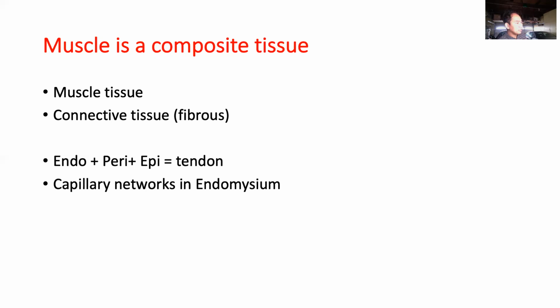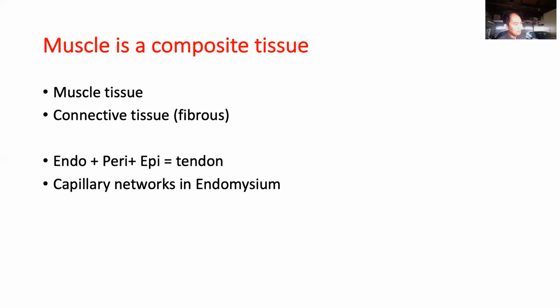So when a muscle starts from one part of the body, which we call the origin, then becomes a big muscle fiber, and then it will go and insert or attach to another part of the body, which site is called the insertion.